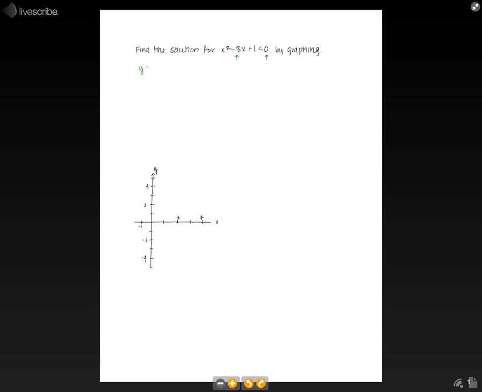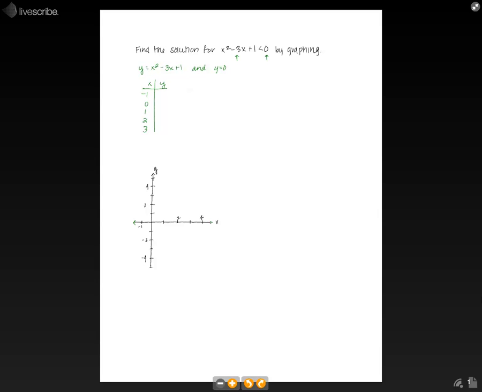So those equations are going to be y equals x squared minus 3x plus 1 and y equals 0. We already have y equals 0 graphed because that's just the x-axis. To graph y equals x squared minus 3x plus 1, we need to make a table. So let's graph the points -1, 0, 1, 2, and 3.